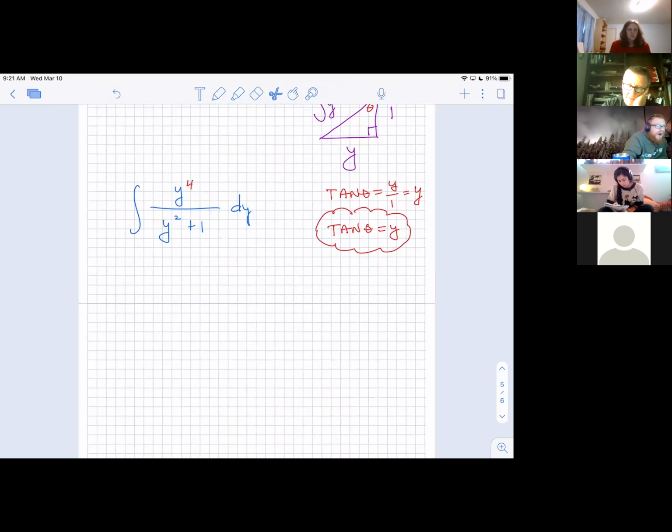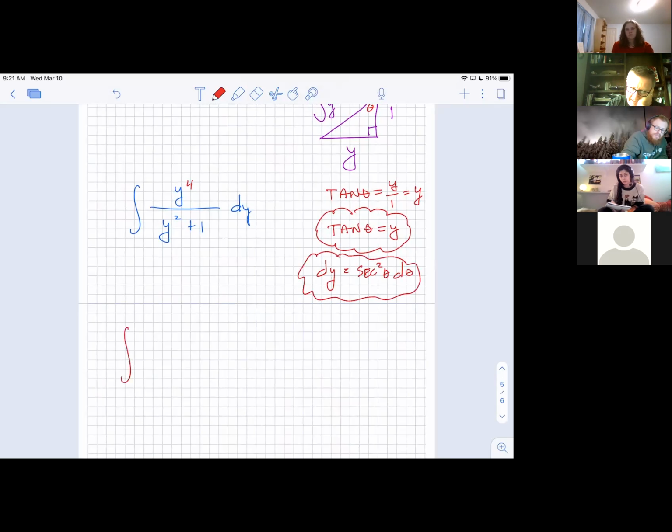So I also need dy. So the derivative of y on the right is the derivative of tangent of junk, which is secant squared of junk times the derivative of the junk. And so there's a second thing that I need. And so I think I have everything I need now.